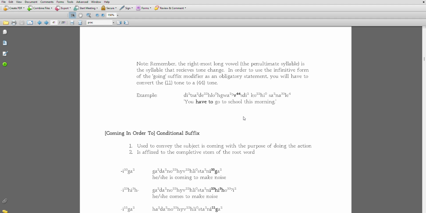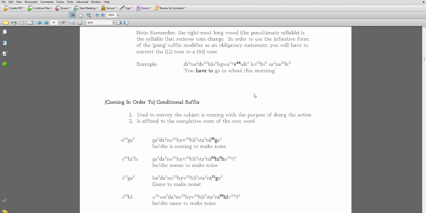Note, remember the rightmost long vowel, the penultimate syllable, is the syllable that receives tone change. In order to use the infinitive form of the going suffix modifier as an obligatory statement, you will have to convert the 1-1 tone to a 4-4 tone. So here's an example of that. Dijatesh qua asti. Kosanale. So the 4-4 tone here is saying have to. You have to go to school this morning.